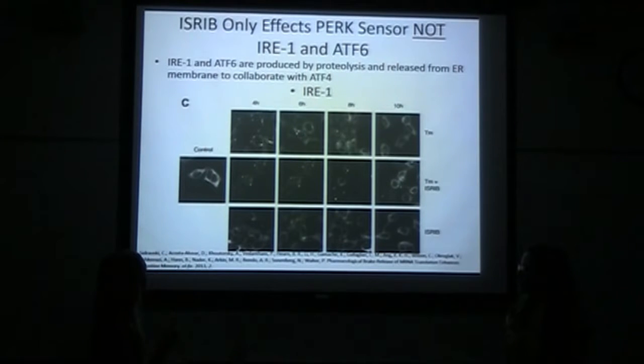So what they did is they studied the effect of RIB on IRE1, which is another sensor. And so this is your stressful condition, and this is your stressful condition with your RIB. What they're measuring is the tiny little dots. And you can see that there is no decrease, and therefore the RIB did not have an effect on this sensor.